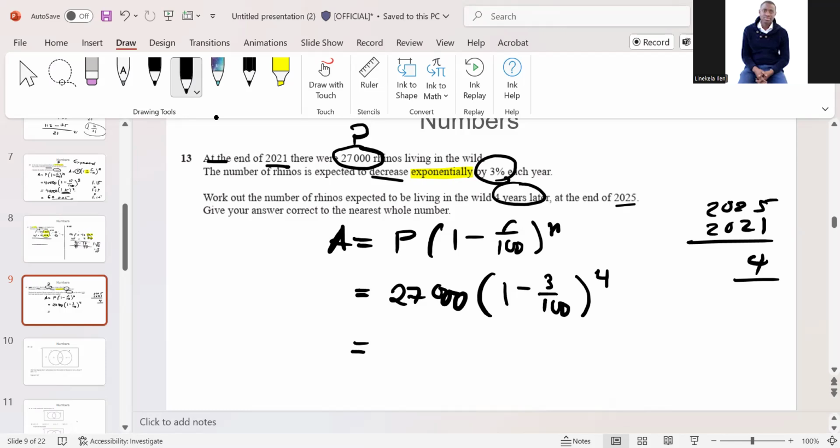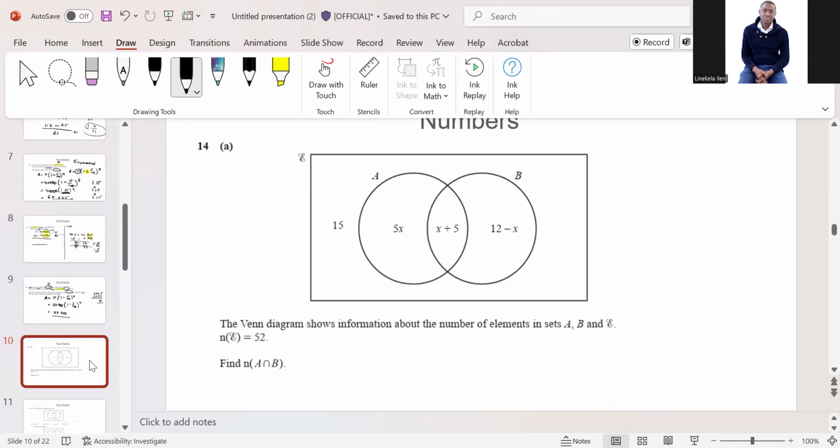If you're doing this now without a calculator, then you will end up with the following amount: 23,903. So typical questions like this can be asked, but like I said before, they will be asked in such a way that it's easier for you to compute.